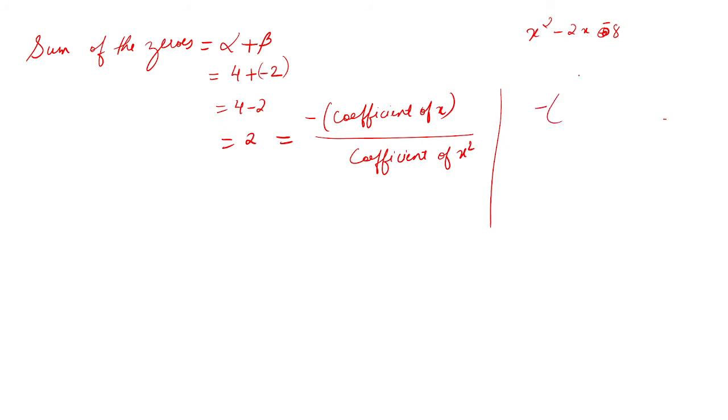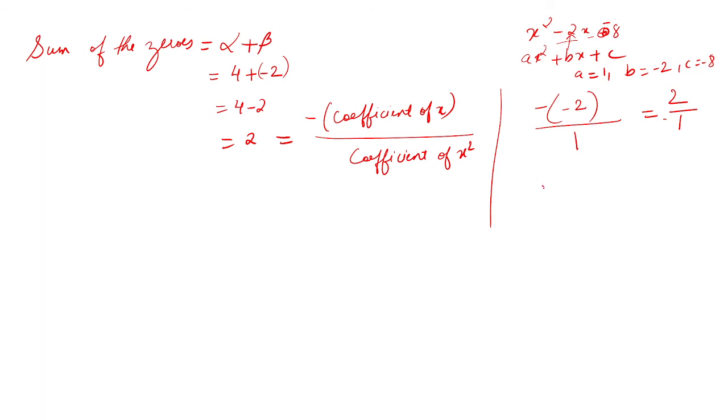What is the coefficient of x? It is given as minus 2. Now the coefficient of x squared is 1, so minus into minus 2 by 1. Or if you're very confused, you write this in the form of the quadratic ax squared plus bx plus c. Clear? What is the value of a? It is 1. What is the value of b? Remember, b is going to be minus 2 and c is going to be equal to minus 8.